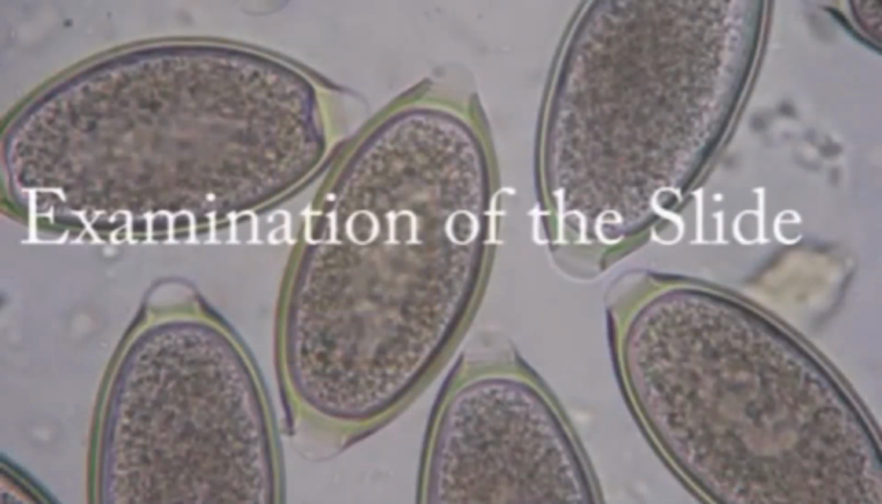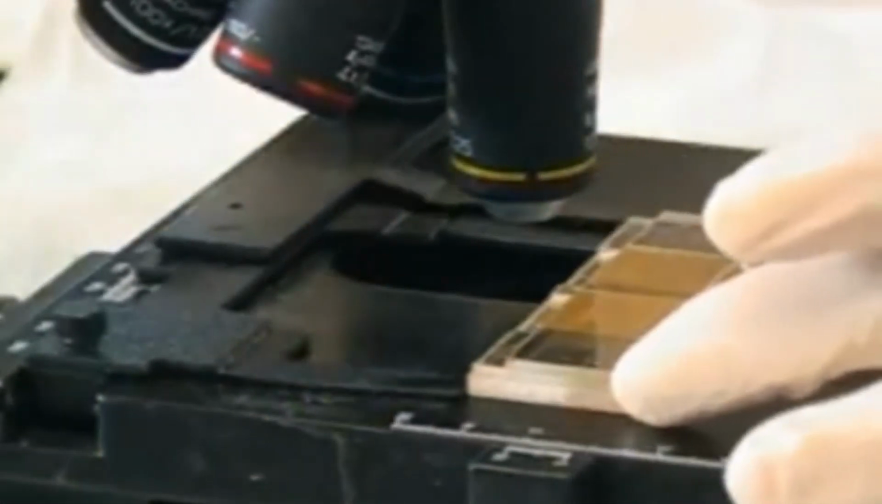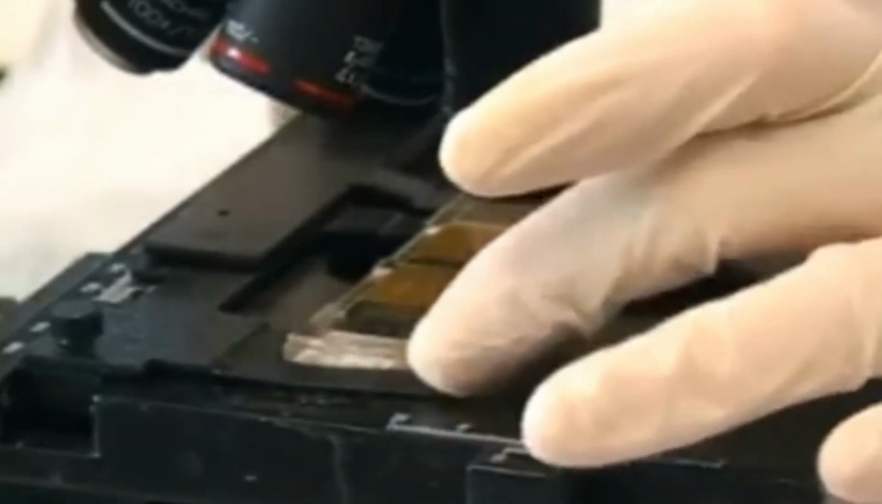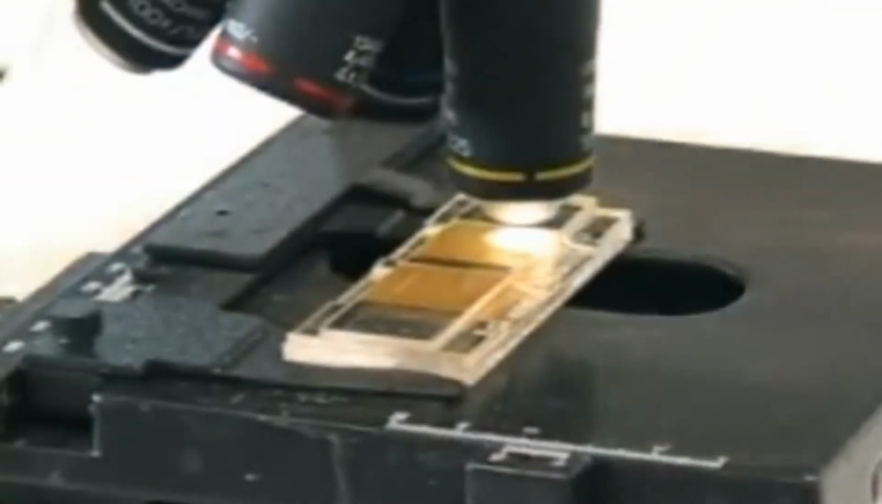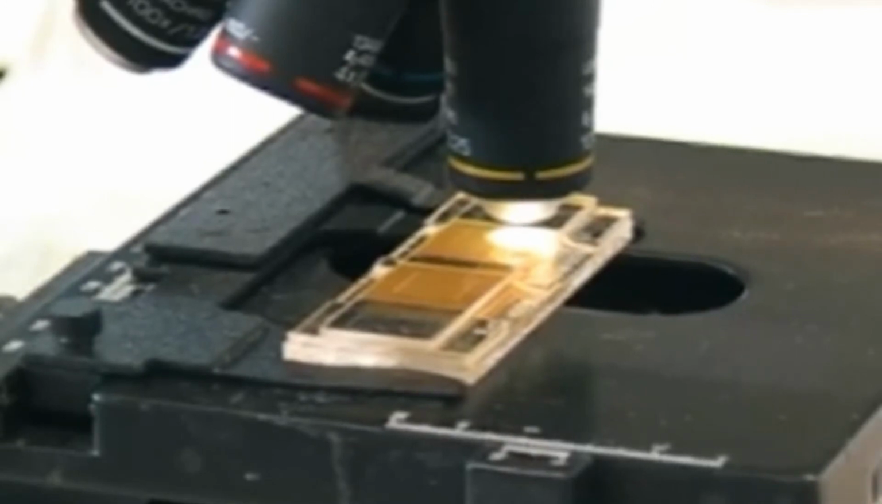Examination of the slide. Place the McMaster slide on the microscope table and allow it to stand for 2 minutes. The McMaster slide can be examined using a 100 times magnification.